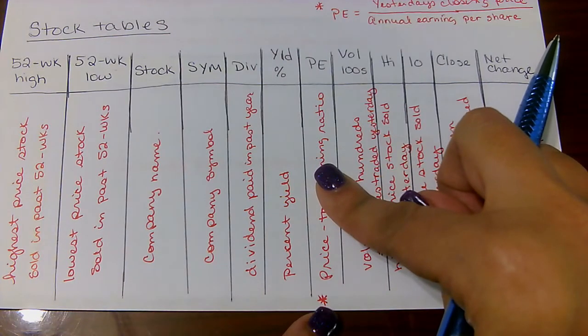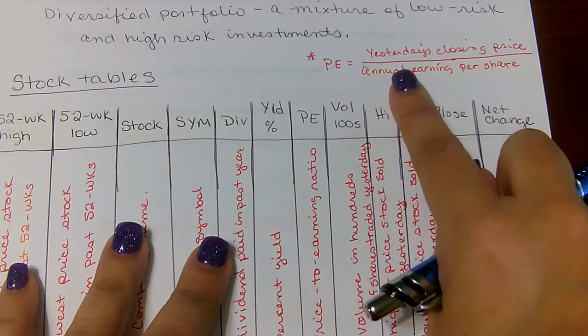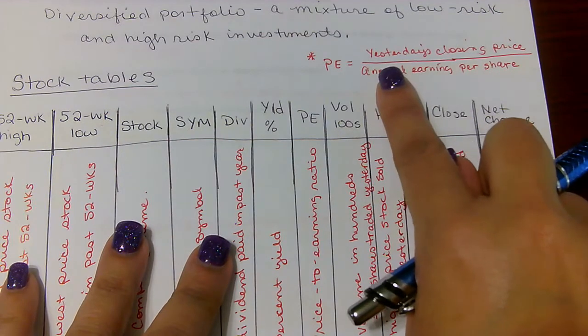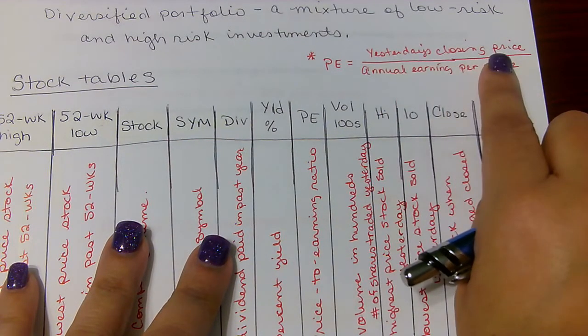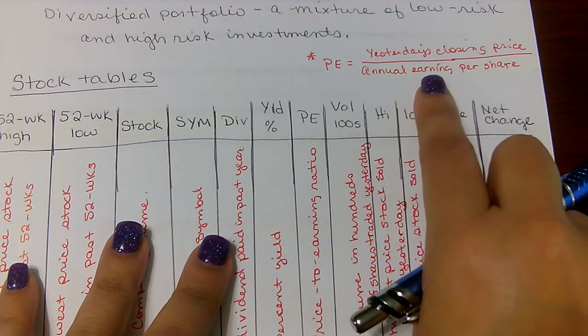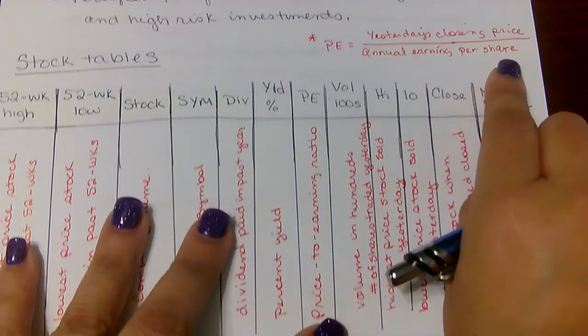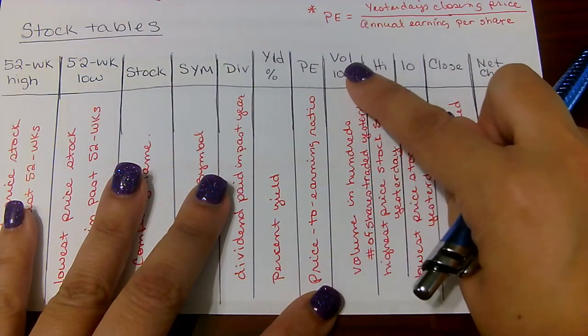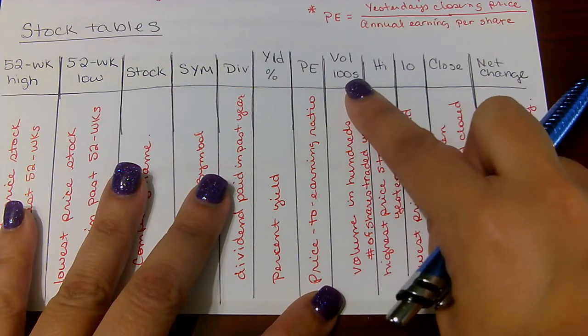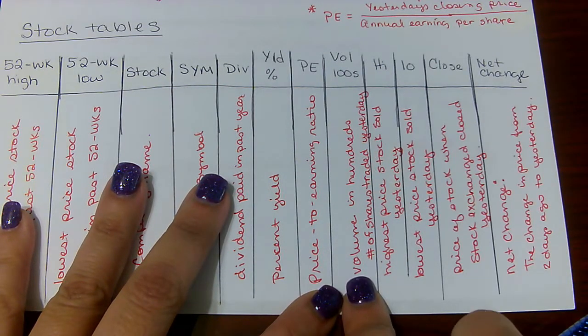Okay. Our price earning ratio is going to be this equation: yesterday's closing price divided by the annual earning per share. Volume in 100s is going to be the amount of shares that was traded yesterday in hundreds.